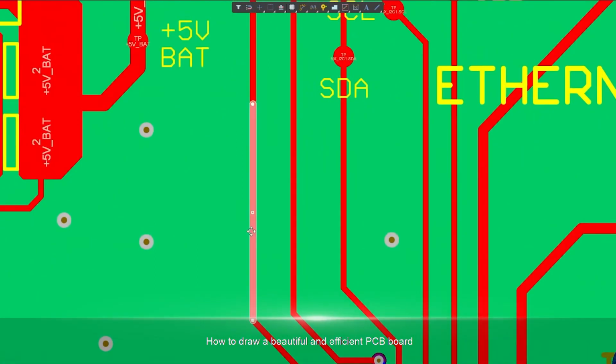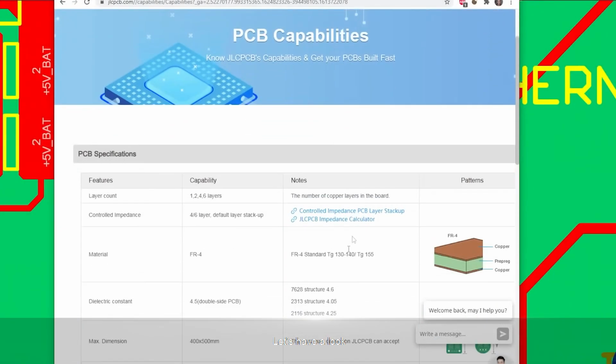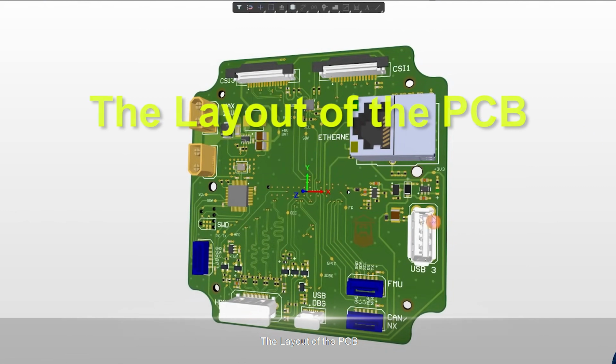How to draw a beautiful and efficient PCB board. This video will focus on how to draw a beautiful and efficient PCB board, and introduce PCB design from PCB board layout to circuit wiring. Let's have a look.